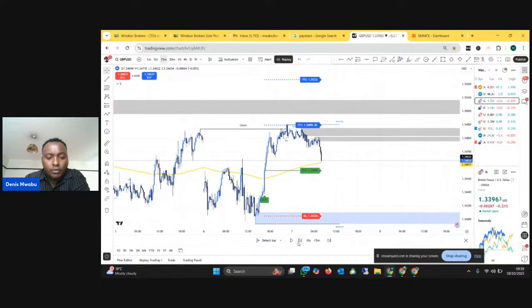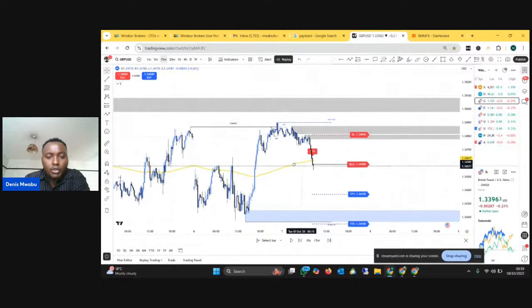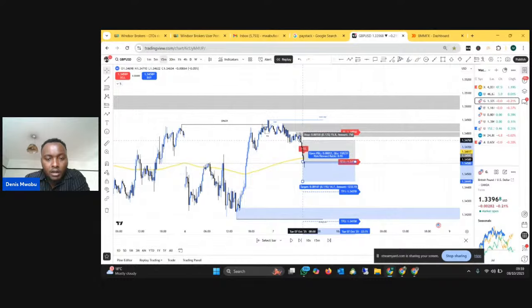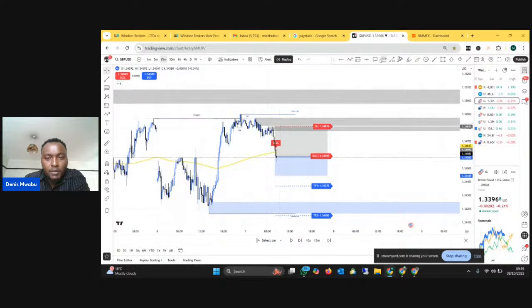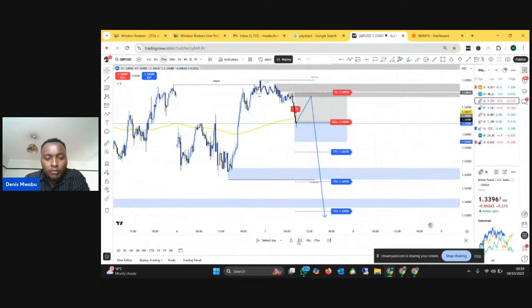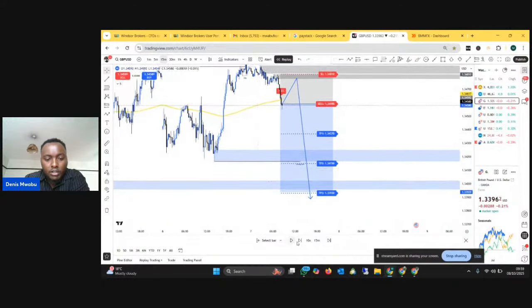So on 15 minutes it was able to give us a sell, and then it gives you a stop loss just above that supply and demand zone. So this means that if price pushes back, it will push back to this area for it to continue dropping. And I'm telling you, this was a very good drop yesterday on GU.